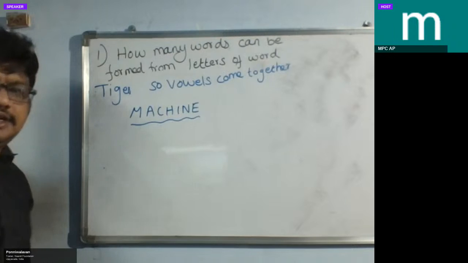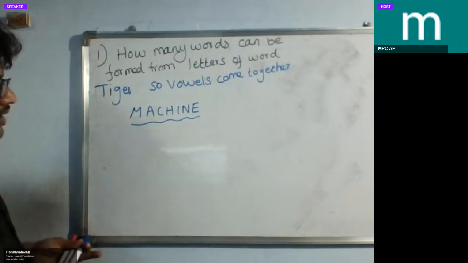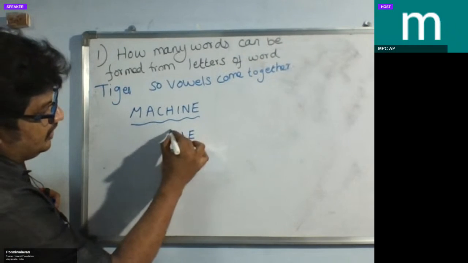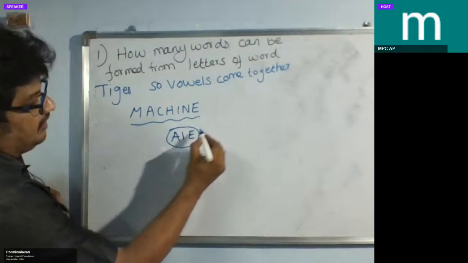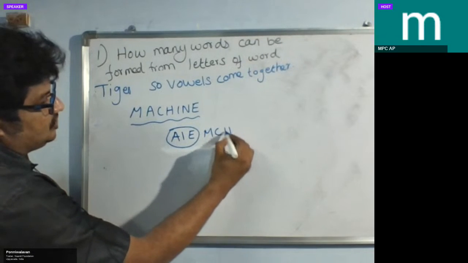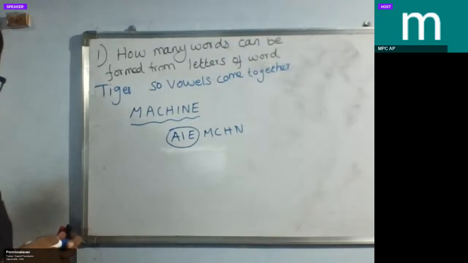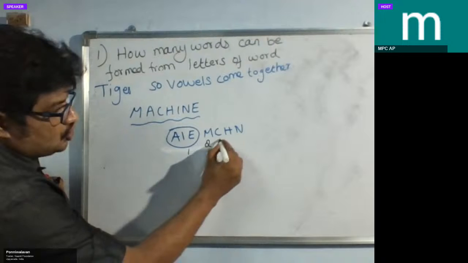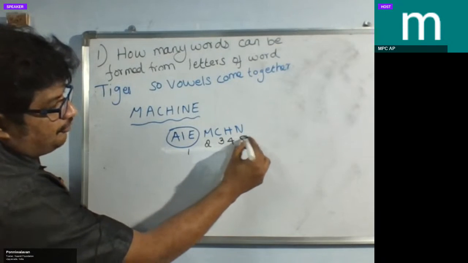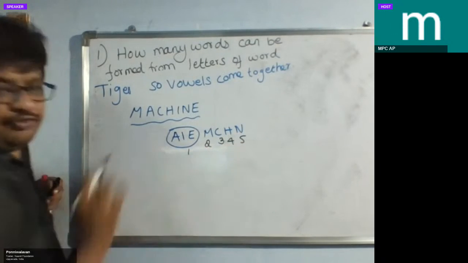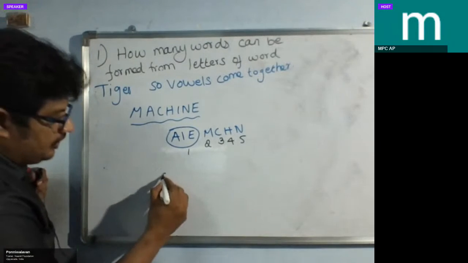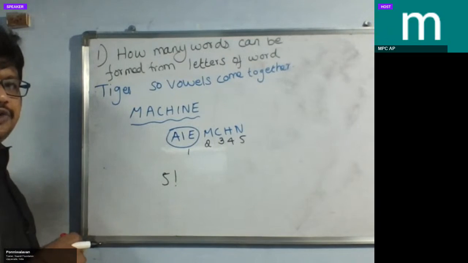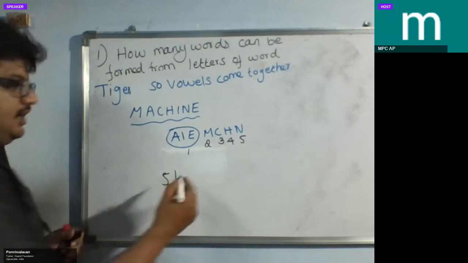Okay, listen. Machine. What are all the vowels? A, I, E. Then M, C, H, N. Now this is 1, 2, 3, 4, 5. How many factorial? 5 factorial into.